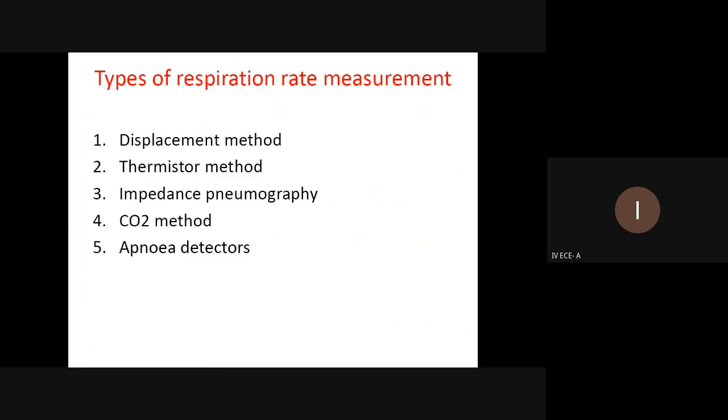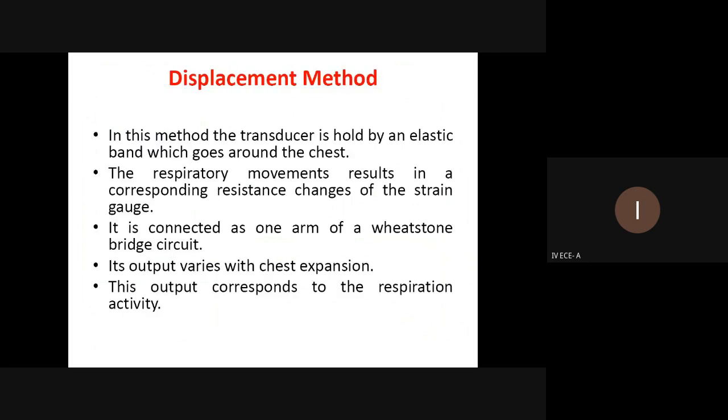Okay, so what are the types of respiration rate measurement? They are displacement measurement, thermistor method, impedance pneumography, CO2 method, and apnea detectors. These are the types of respiration rate measurement.